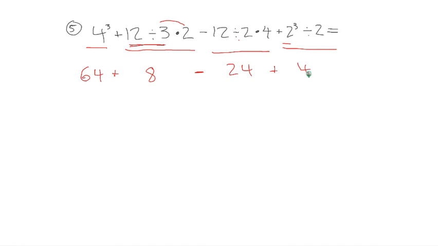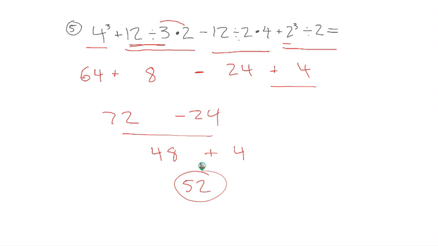And now we have a much simpler order of operations problem. So we end up with 72 over here, and we're going to subtract 24. That's 48. And we still have to add this 4 over here. And that gives us an answer of 52.